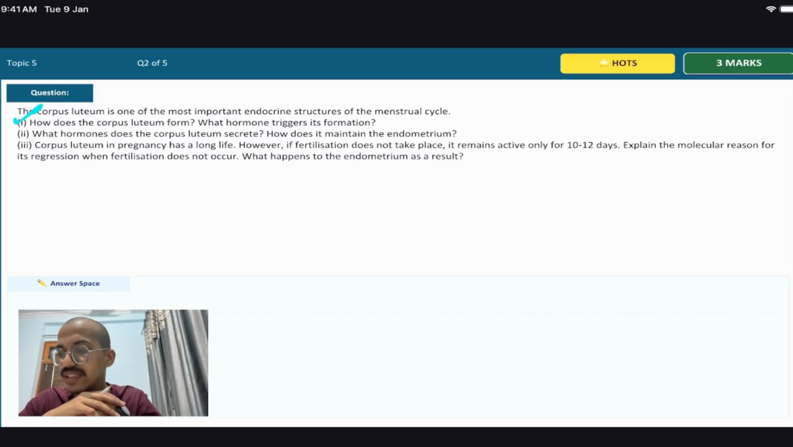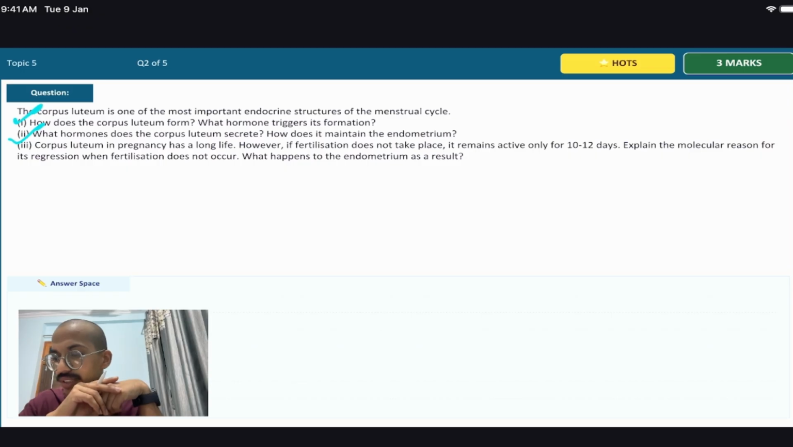How does it maintain the endometrium lining? Because progesterone and estrogen help in maintaining the endometrium lining for the 14 days. If pregnancy occurs, the corpus luteum has a long life. However, if fertilization does not occur, it remains active only for 10 to 12 days, maximum 14 days.